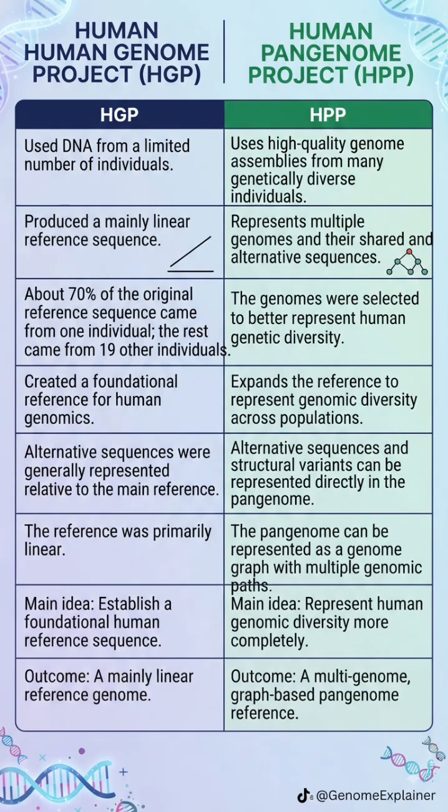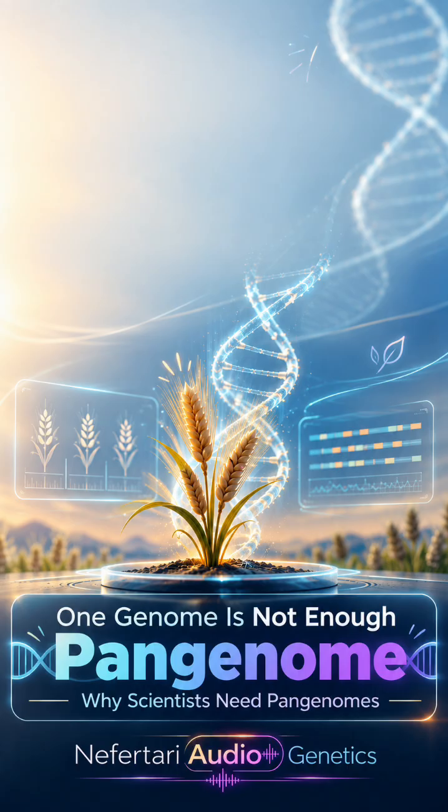So the key difference is not simply one individual versus many. It is one main reference representation versus multiple genomic paths represented together. That shift helps reduce the bias created when every genome is compared to just one reference.